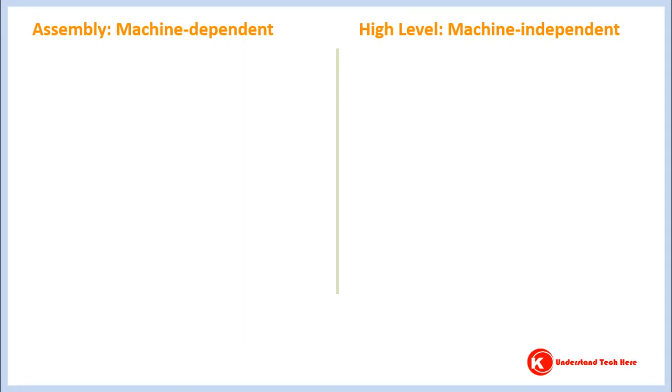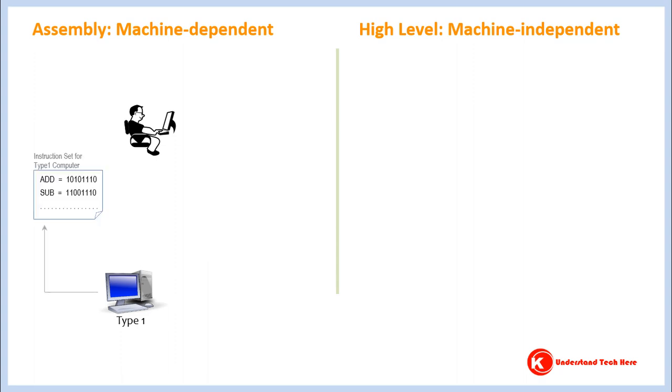Here a person wants to write commands to a computer. Let's say this is a type 1 computer. This is an instruction set for this computer. As described earlier, an instruction set lists all assembly language commands that can be given to a particular computer along with the combination of ones and zeros that represent those commands.